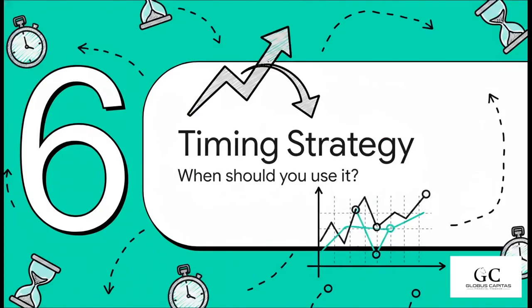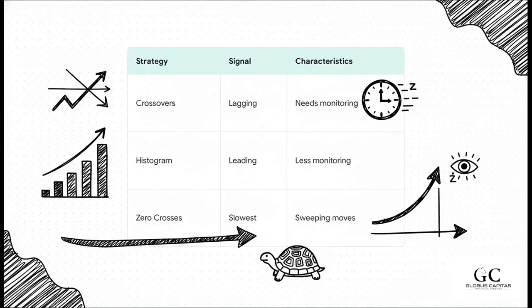Section 6. Timing your MACD strategy. When should you actually use it? Let's wrap our heads around all this with a quick summary matrix to weigh our options. First, crossovers. It's a lagging signal, meaning it waits for movement. The catch? You're going to have to be glued to your charts, monitoring things to catch those signals in time.